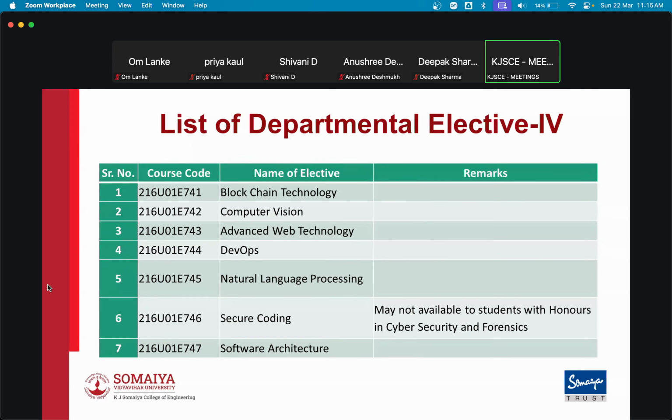Similarly, we have a list of courses under elective 4. The courses are blockchain technology, computer vision, advanced web technology, DevOps, natural language processing, secure coding, and software architecture. Out of these courses, secure coding is not available for you if you have opted for honors in cybersecurity and forensic. So students, just take care of these restrictions while filling the form.